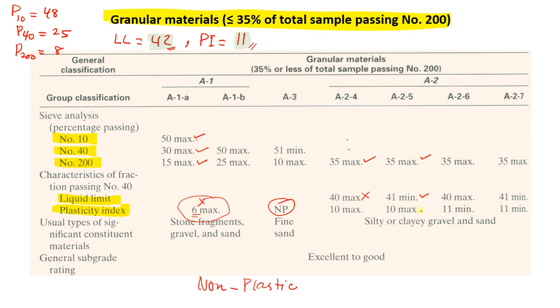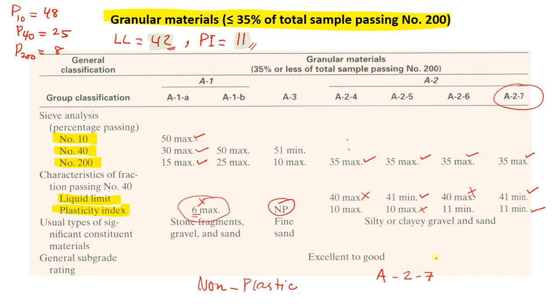It's okay. Next, it says 10 maximum, but our PI is 11, so this is not satisfied. Let's go to the next. 35 maximum, it's okay. 40 maximum, no, because the value is 42. Next, 35, 41, it's okay, and this is 11 minimum, so our value is 11. Now you see all the conditions are satisfied. So the soil here is A27, and if you calculate the group index, definitely the group index is going to be 0.